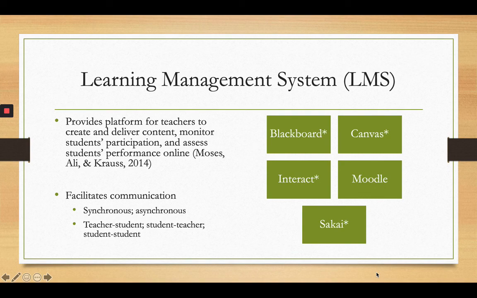In Moses, Ali, and Krauss, as well as Zhang's studies, human performance technology was applied with a specific educational technology, a learning management system. A learning management system is a platform to support online teaching and learning activities. Examples of learning management systems include Blackboard, Canvas, Interact, Moodle, and Sakai, just to name a few. I have personal experience with the systems indicated with an asterisk, and I just described Zhang's experience with Moodle.